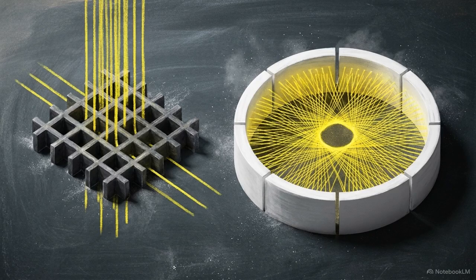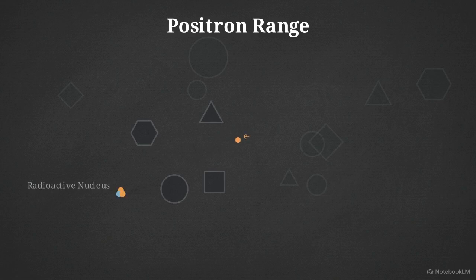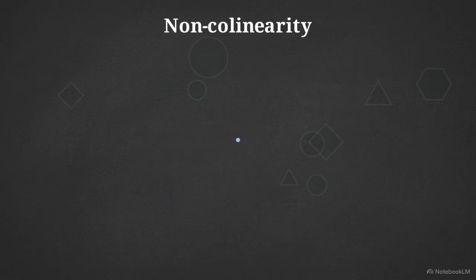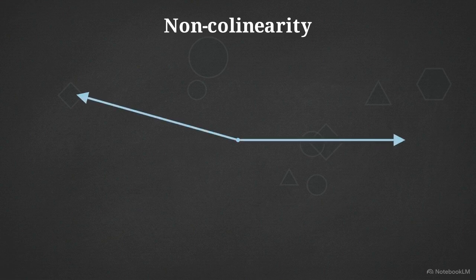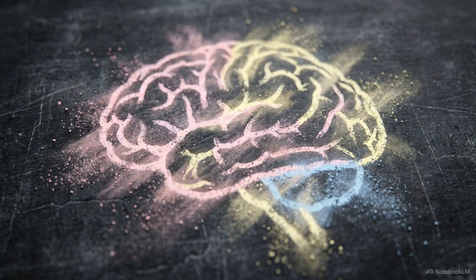Yet, while PET avoids the collimator limits, it encounters strict quantum boundaries. The first boundary is positron range. A positron travels a winding path through tissue before annihilating, about 2 millimeters for oxygen-15. Second is non-collinearity. If particles retain residual momentum at annihilation, the resulting photons deviate slightly from a perfect 180-degree line. PET rewrites the rules of noise and sensitivity, but positron range and non-collinearity place an absolute, immovable boundary on the maximum spatial resolution the system can achieve.